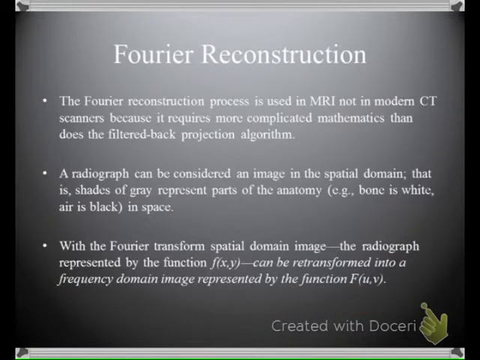So, Fourier reconstruction. The Fourier reconstruction process is used in MRI, not in modern CT scanners. So that's something that you need to keep in mind. It's not utilized in modern CT, where we typically use filtered back projection and modifications of it. It requires much more complicated mathematics than filtered back projection algorithms, so it's much more complex to yield the same results.